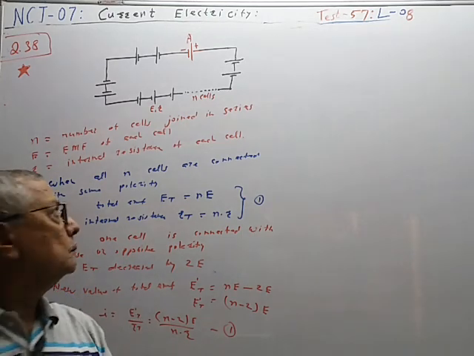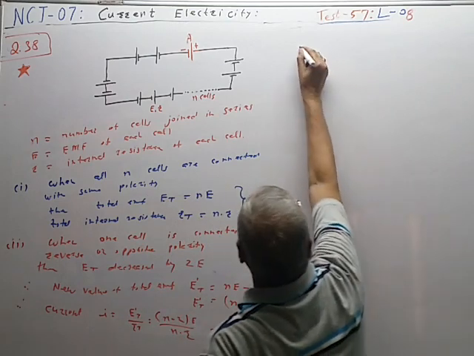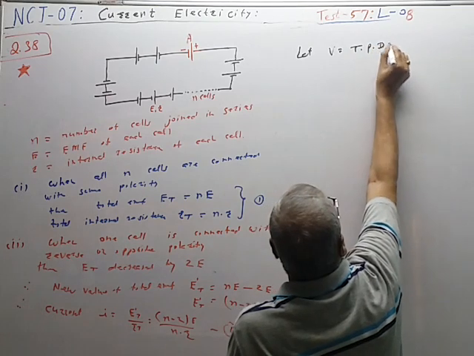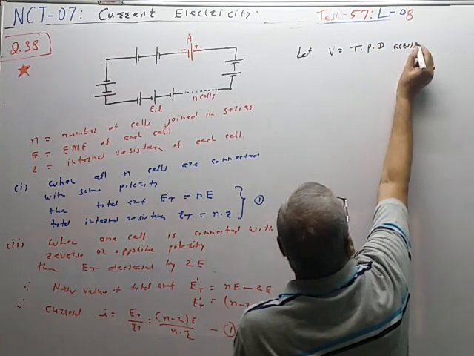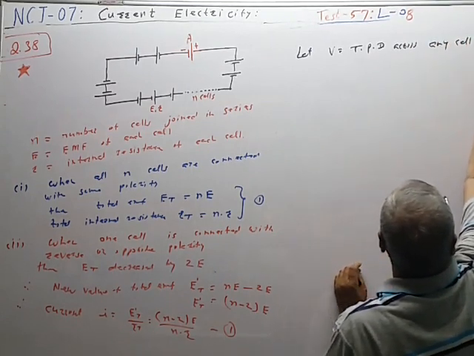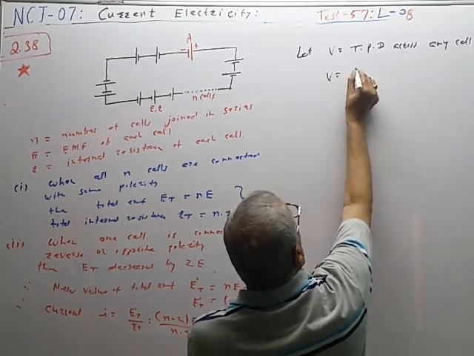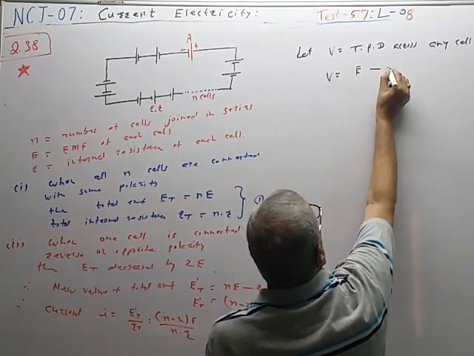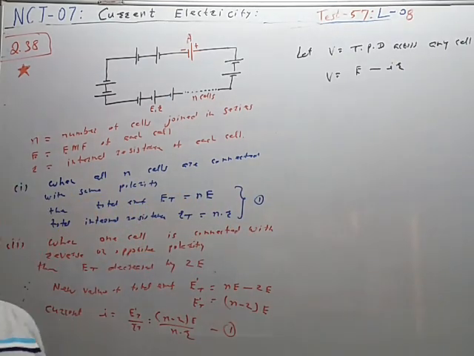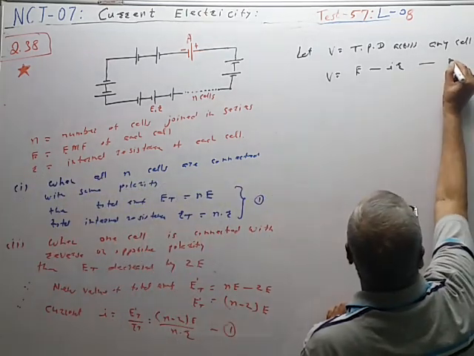Now let V is equal to terminal potential difference across any one cell except A. Therefore, V is equal to EMF E minus I into small r, where r is the internal resistance of each cell. So, this is equation 2.